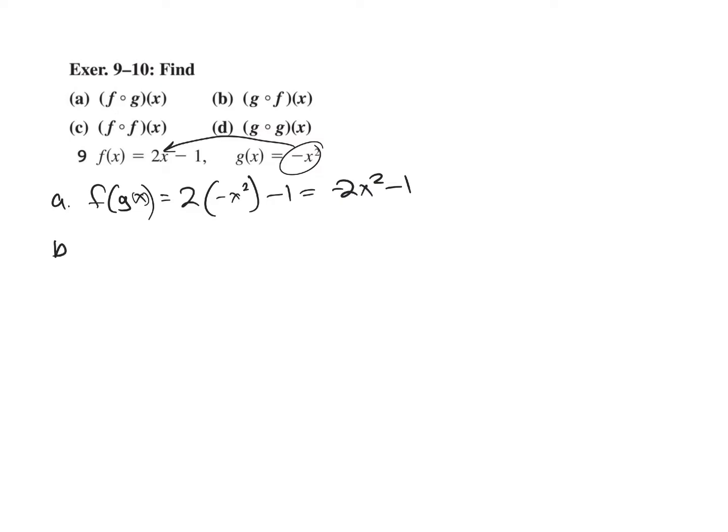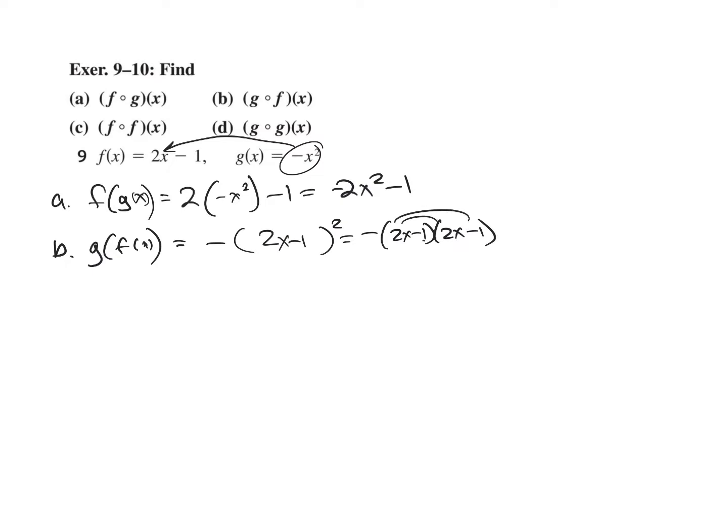All right, now B is g of f. Now you go the opposite direction. So g of f of x. So g of x is negative x squared, so negative whatever f of x is. It goes into that position, which is 2x minus 1. All right, so then we distribute. We have the 2x minus 1 times 2x minus 1.